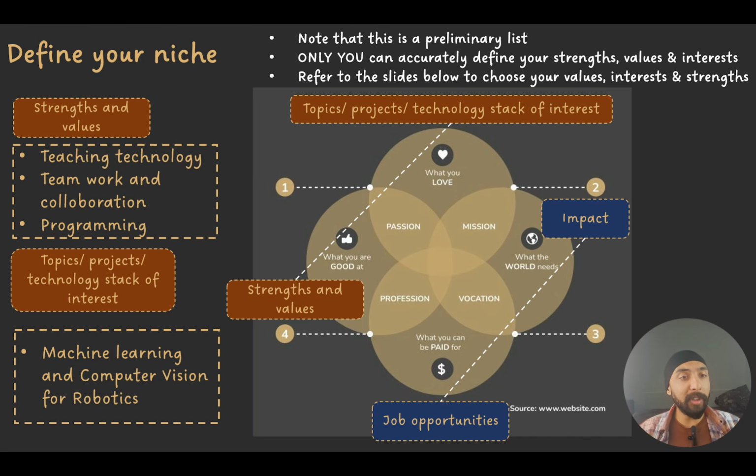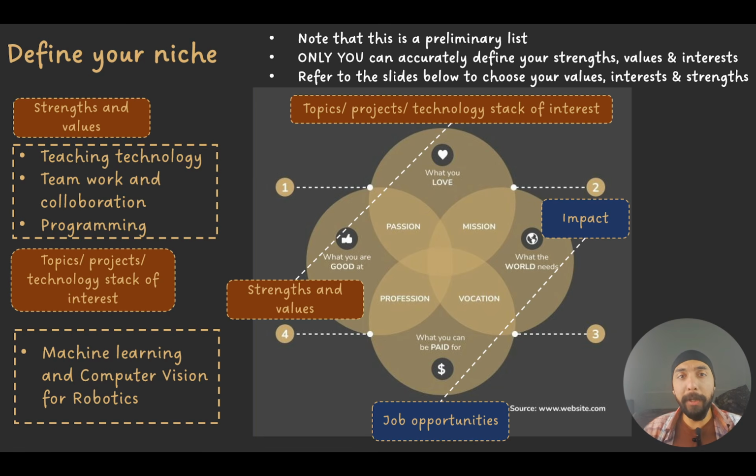So these are his strengths, and these are the things that he knows he is good at, and he is willing to spend a lot of time really also gaining more expertise in these domains. And the topics that he's interested in is, as I mentioned, machine learning and computer vision, specifically for robotics applications.